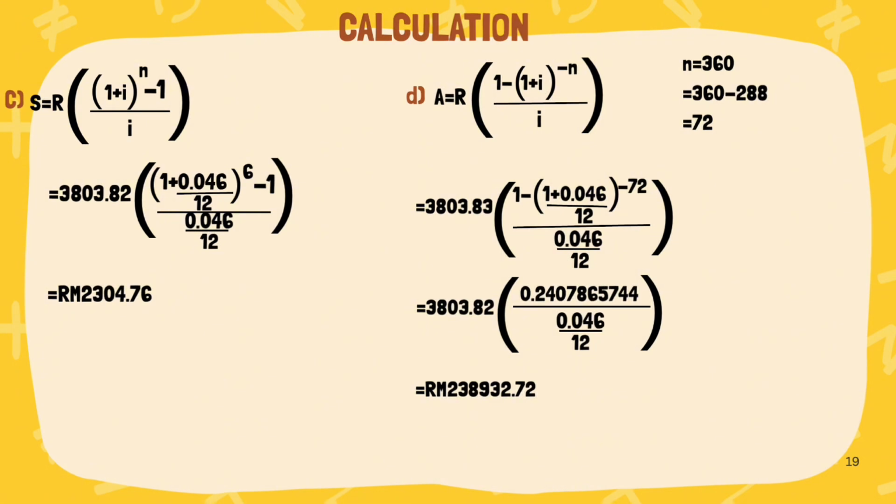The monthly interest rate is again obtained by dividing 4.6% by 12, substituting all the values into the formula and simplifying the calculation. The present value obtained is 23,832 ringgit and 72 cents. This represents the value of the annuity for the remaining period. Now, let's continue to question 5, which is also about annuities.